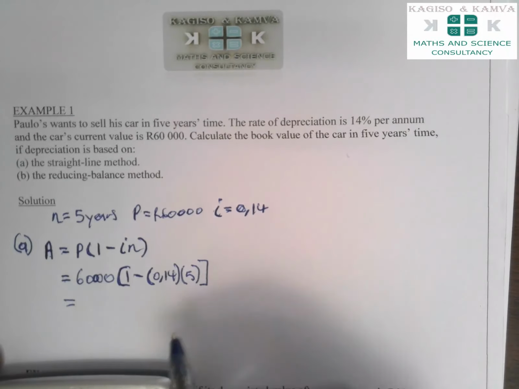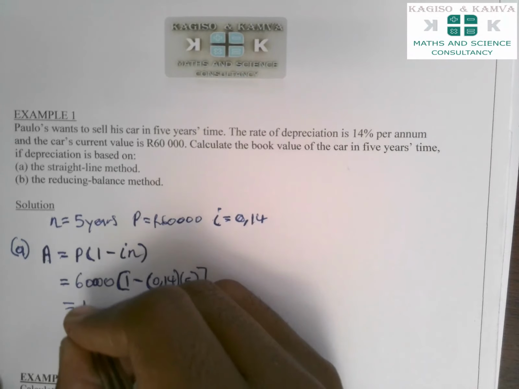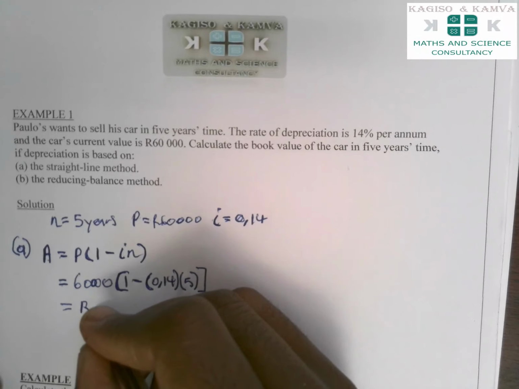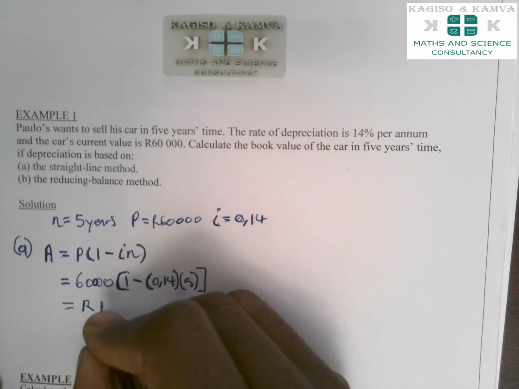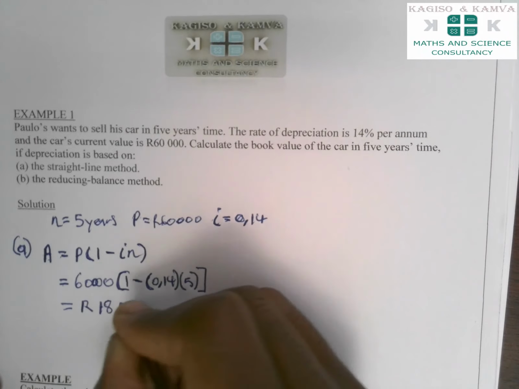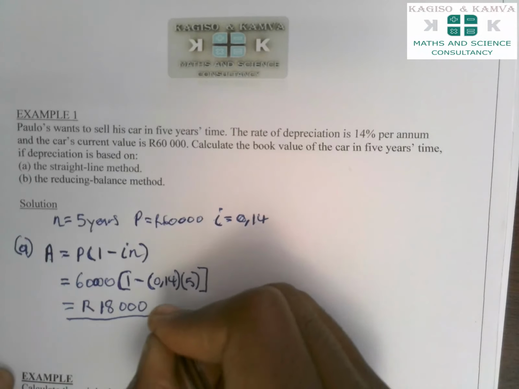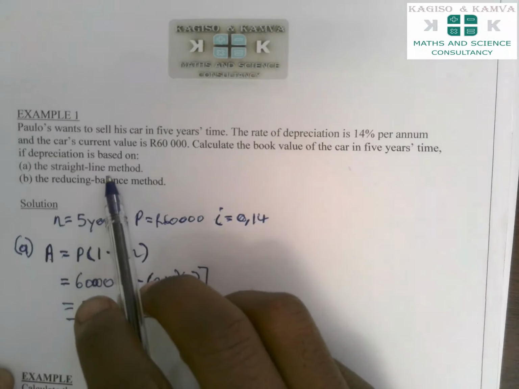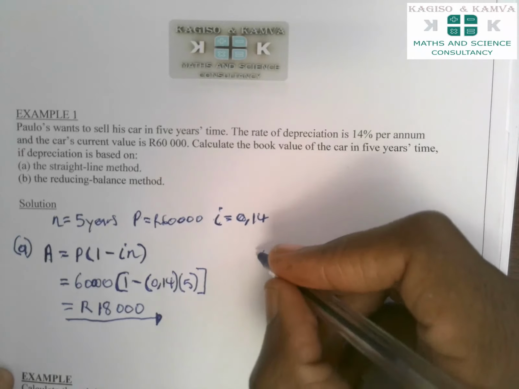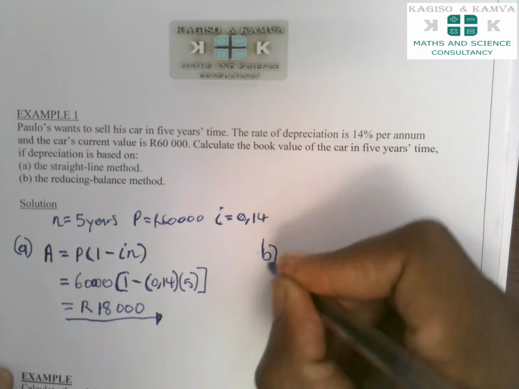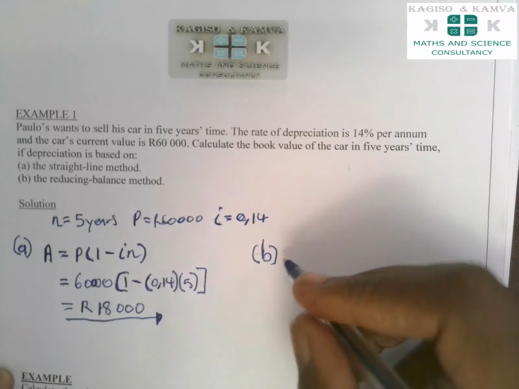So after 5 years, the value of the car is going to be 18,000, with the straight line method. Now let us do B, which is the reducing balance method.